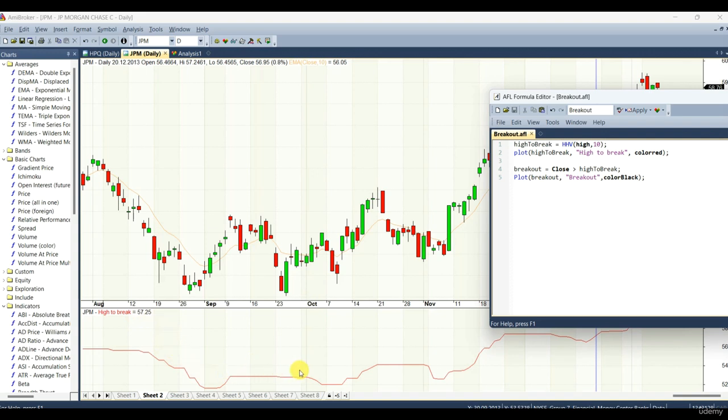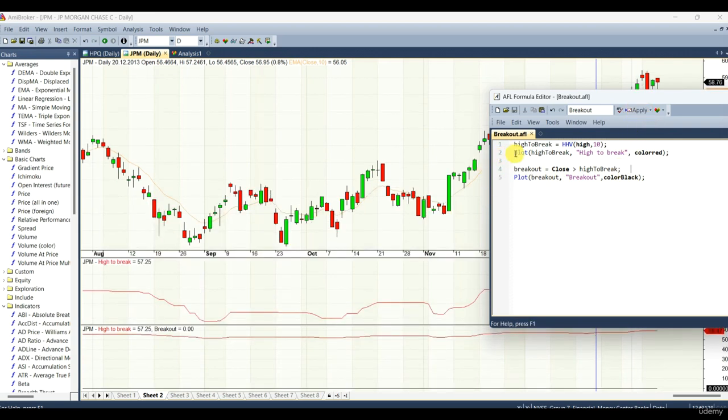Whereas high to break is a variable, or actually it's an array of values. It has values like these highs, so it changes in value. When we write it like this, close is higher than something, we are transforming it into a true false, or so-called boolean. So the result will be 0 or 1, and we are plotting it again. Let me apply it. I will disable this.